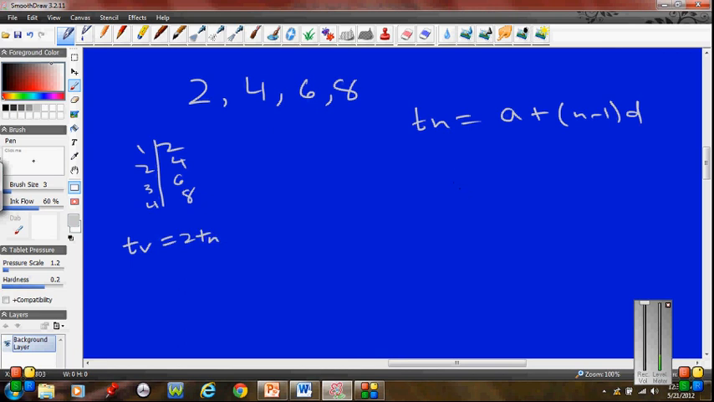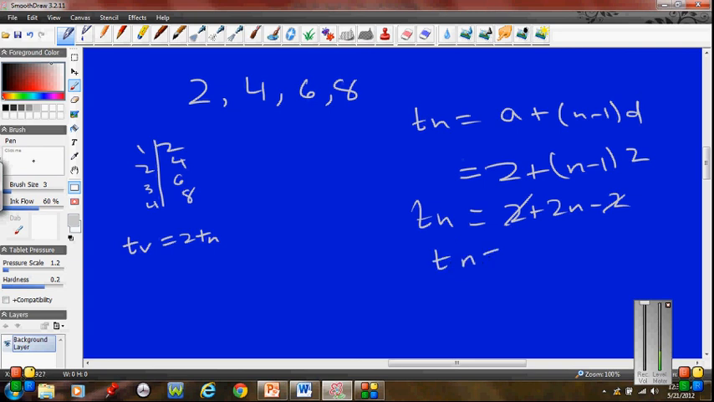So let me just prove that now. I think I forgot to do that, and if any of you were wondering, it's pretty simple. Let's just do it now like I did for the other one. So if you take 2 plus n minus 1, leave it at that, times 2. So now what we'll do is 2 plus 2n minus 2. 2 and 2 are gone, and what we have is Tn is equal to 2n. So I know that this might be a little confusing to equate with that, but Tn is pretty much equated with n, and Tn is Tv.